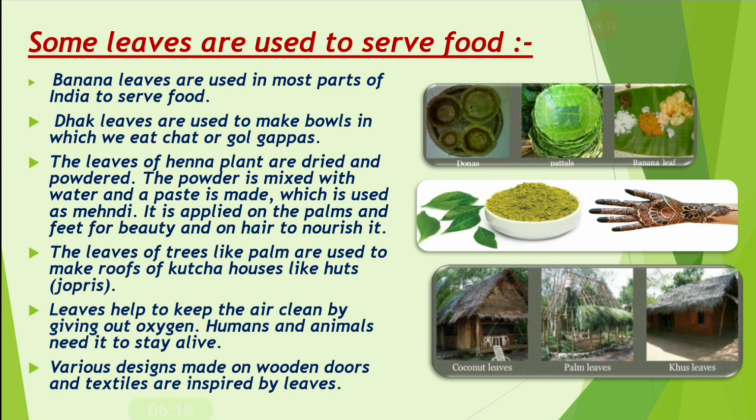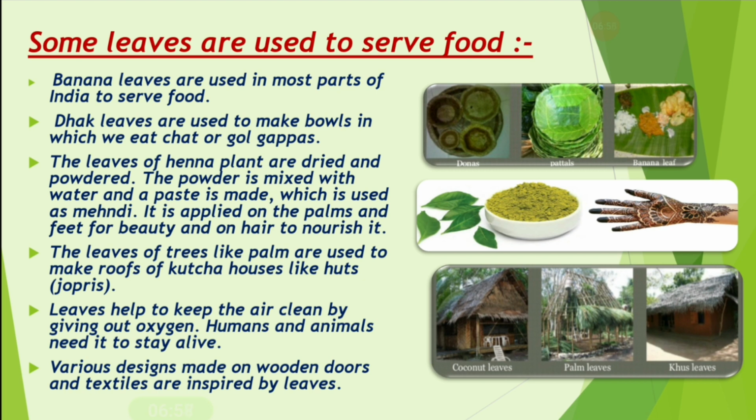Next point, leaves help to keep the air clean by giving out oxygen. Humans and animals need it to stay alive. So students, as we know, leaves are the most important part of our nature because they give us clean oxygen to inhale. Without it, humans and animals cannot stay alive. So they are necessary and very helpful for us.